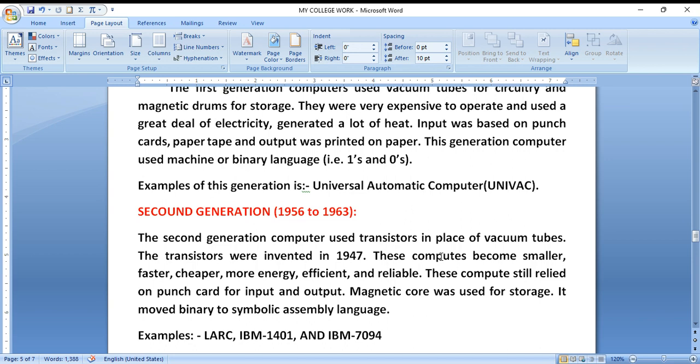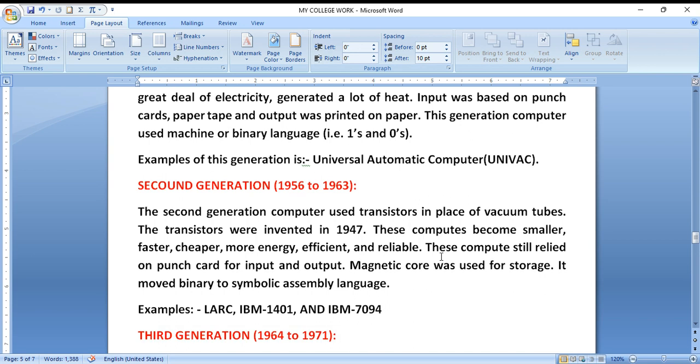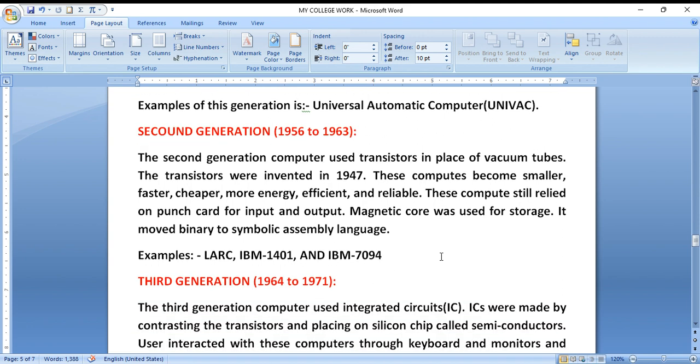These computers still relied on punch cards for input and output. Magnetic core was used for storage. It moved from binary to symbolic assembly language. Examples are IBM 1401 and IBM 7094.